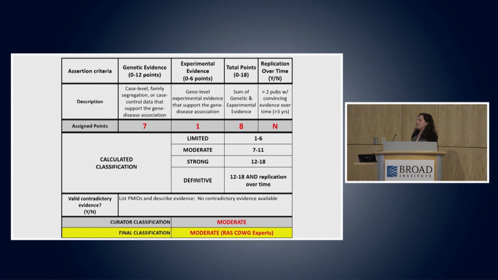So total, with genetic evidence, there were 7 points. With experimental evidence, there was 1 point, and this totaled 8 points. It was not replicated over time, and this corresponds to the moderate section here, and this was approved as moderate by the Rasopathy Clinical Domain Working Group.